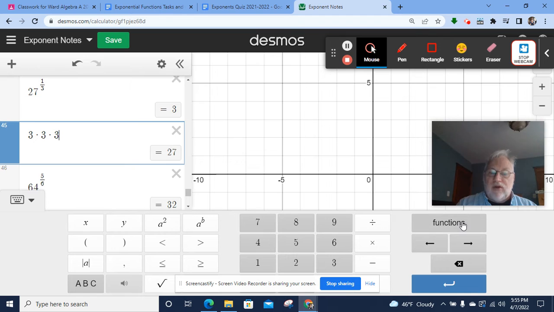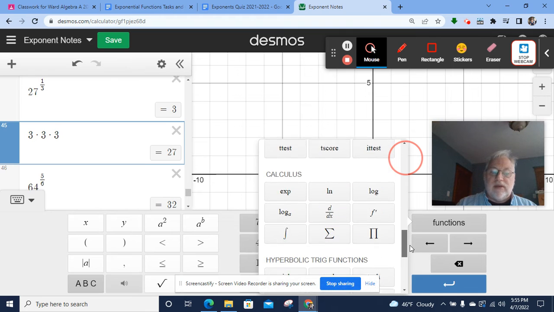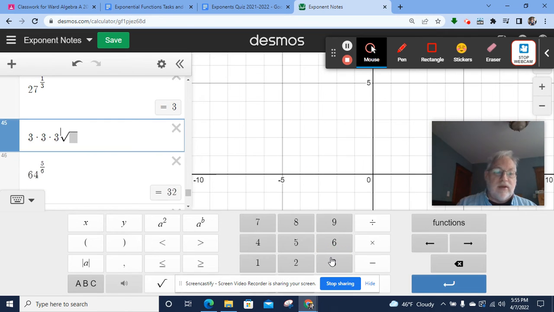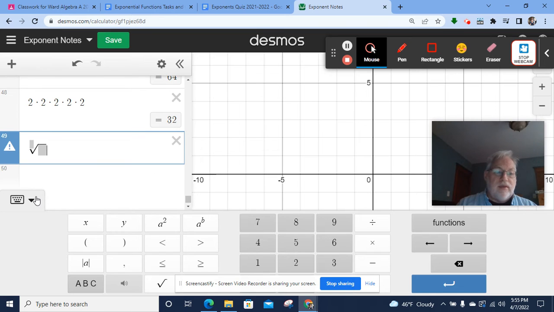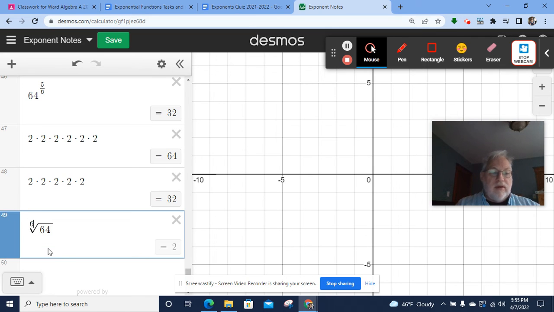I have to drop down and go to functions in Desmos, and then it opens up all this stuff. There are all these options, and I'm going to drag all the way down to this little notation. That n is going to be the kind of root I'm going to get. I'll grab that and copy it down here. What we put here is going to be the number that we would put in the denominator. So if I put a 64 here, and I put 6 here, this is 2.